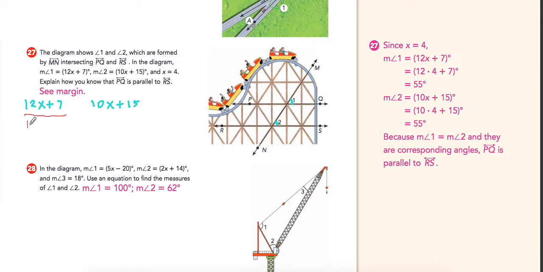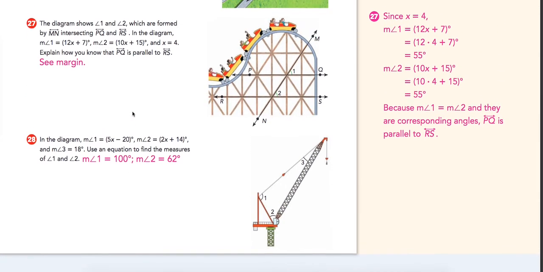So I just do 12 times 4 plus 7. 12 times 4 is 48, plus 7 is 55. Now again, if x equals 4, 10 times 4 is 40, plus 15 is 55. So they're equal. So it says, explain how you know that PQ is parallel to RS. So over here it's telling us, once I find the value of each one of the angles, it says because the measure of angle 1 equals the measure of angle 2, and they are corresponding angles, therefore PQ must be parallel to RS.